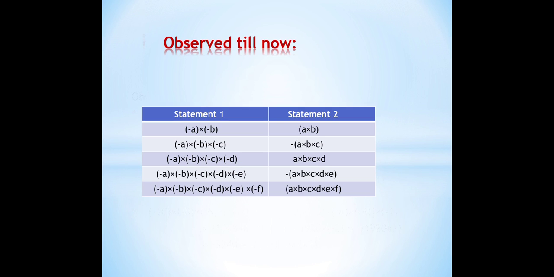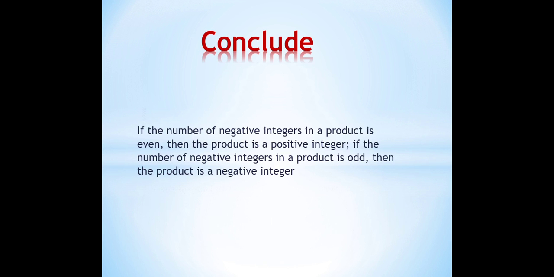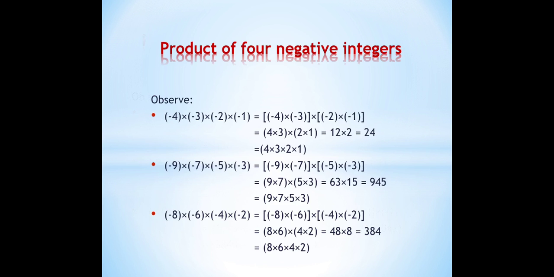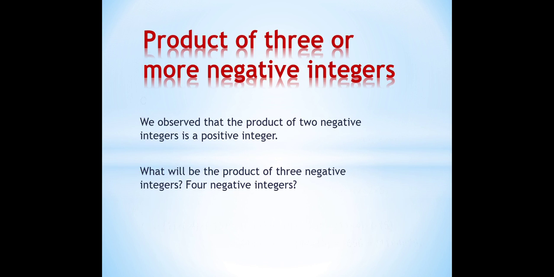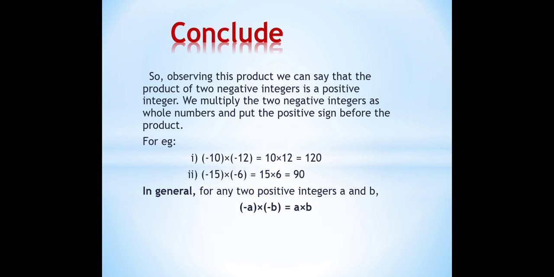So what we can say is that if the number of negative integers in a product is even, then the product is a positive integer, and if the number of negative integers in a product is odd, then the product is a negative integer. When the number of negative integers is even, like the product of 2 negative integers, here the number is 2 and 2 is even, so the result will be positive. We can see in the example the results are positive, 120, 90.